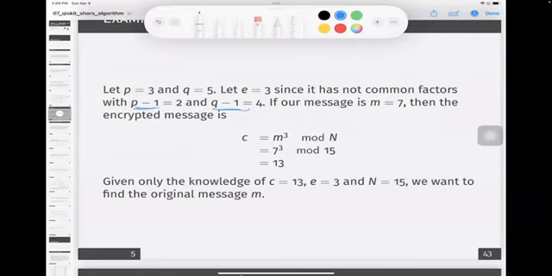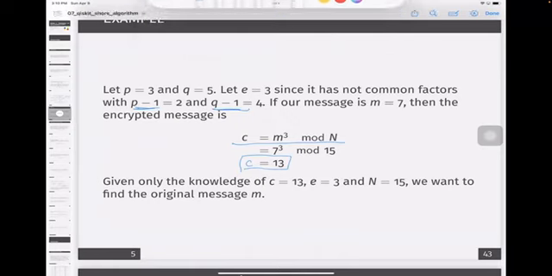Now, if our message M is equal to 7, then we can encrypt 7 by using this formula. Okay, so 7 raised to the 3 modulo 15 is nothing but 13. So this is our encrypted text. Given only the knowledge of C equals 13, E equals 3, and N equals 15, we want to find the original message M.